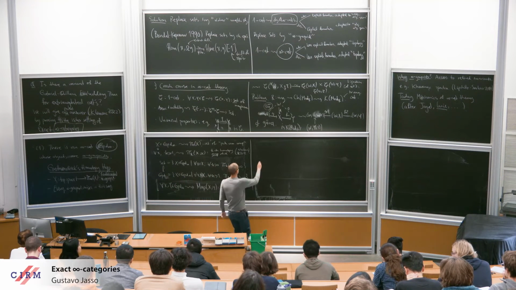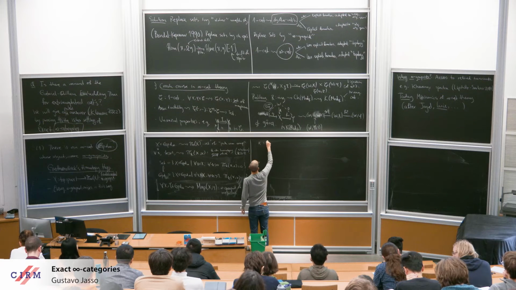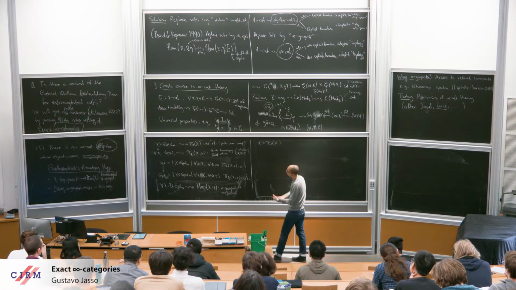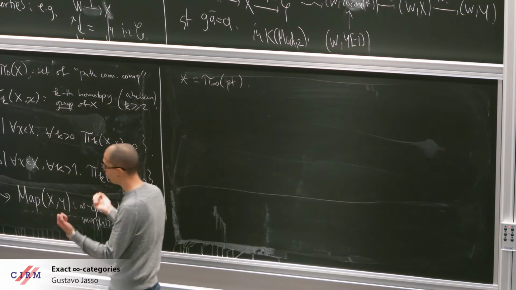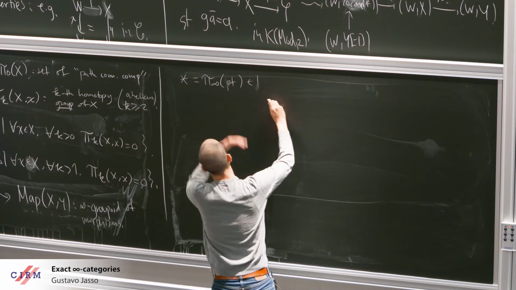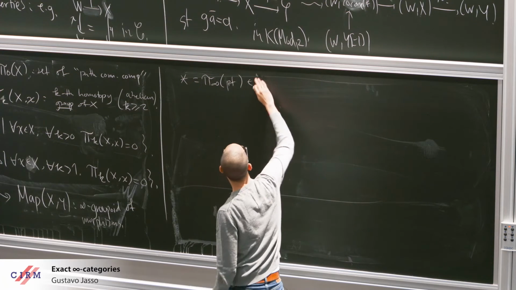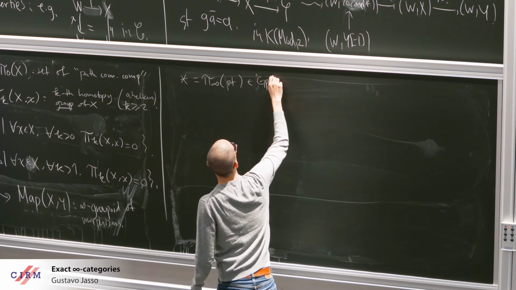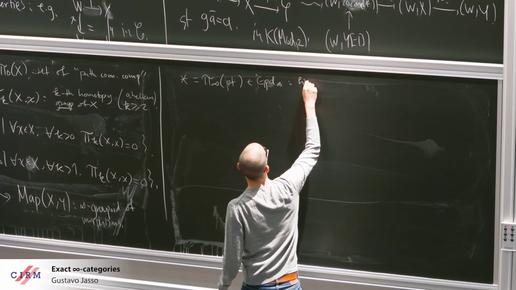Now there is a distinguished infinity groupoid, which is just a one-point groupoid with only the identity map from itself to itself, which you can think of as the fundamental infinity groupoid of the point. And this is the final groupoid.